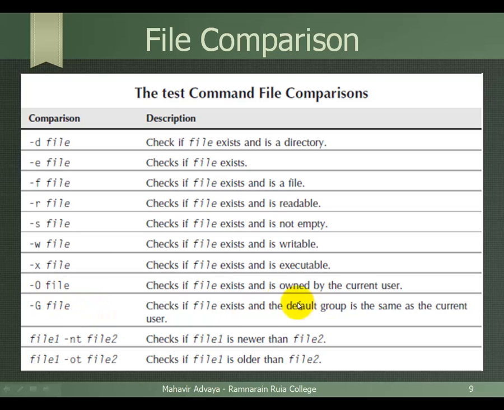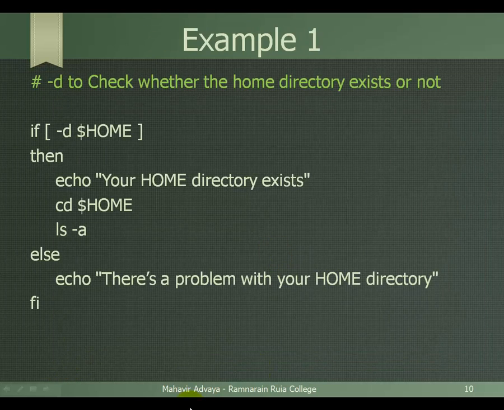Capital O checks whether the file is owned by the current user or the group. And you can check whether file is not newer than file 2. So you can have two files here where you are checking which file is the recent one. So these two options can be used here, -nt and -ot, that is newer than and older than. So again we have some examples on this.